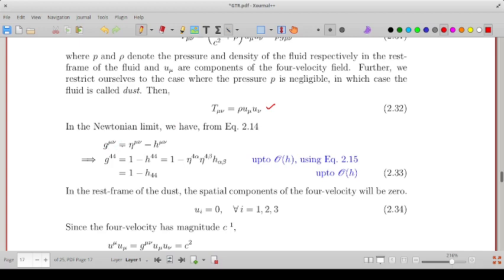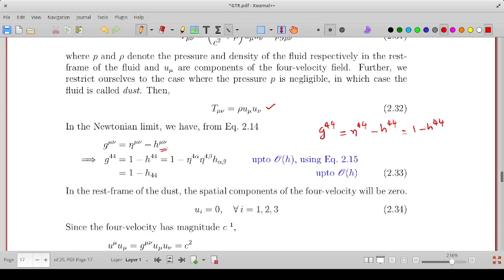The contravariant metric tensor, as we have already seen, is given by η^μν − h^μν, and g^44 is equal to 1 minus h^44. That is because g^44 is equal to η^44 minus h^44, but η^44 is 1. So 1 minus h^44.